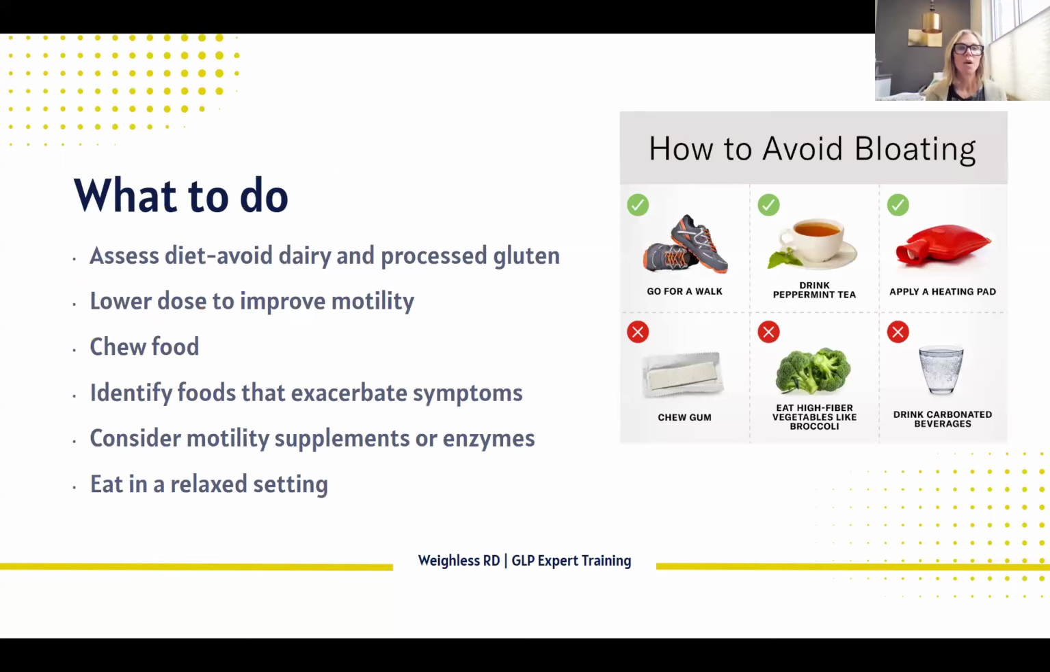What to do? Always assessing the diet. I'm usually getting people off of dairy unless it's fresh from a farm. Getting them off processed gluten. Lower the dose. Usually with GI stuff, you're staying low. Chewing your food thoroughly, identifying foods that cause symptoms. You can consider some of the motility supplements or the enzymes, and just relax when you're eating, create that environment that allows the body to rest, digest, and all of those important basics.